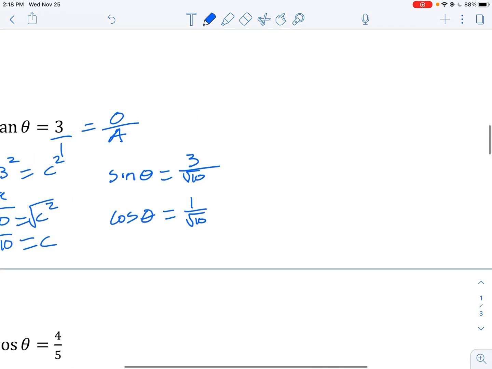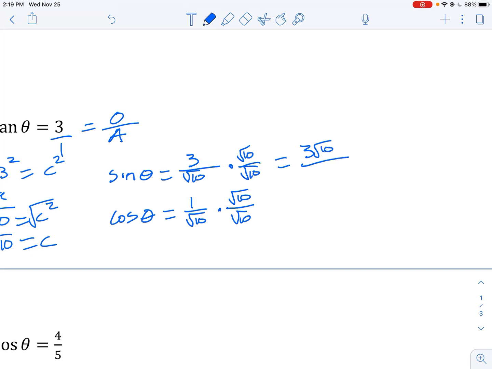And much like yesterday's, these are not simplified because they have a radical in the denominator, and so you have to deal with that. And the way to deal with that is to multiply the top and bottom by the square root of 10. Just that radical that's on bottom. Square root of 10. And that'll give us 3 root 10 on top. And on bottom, square root of 10 times square root of 10 is the square root of 100, which is 10. And this does not simplify, and so that's our sine of theta, 3 root 10 over 10.